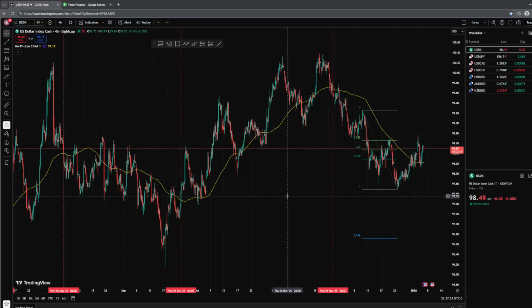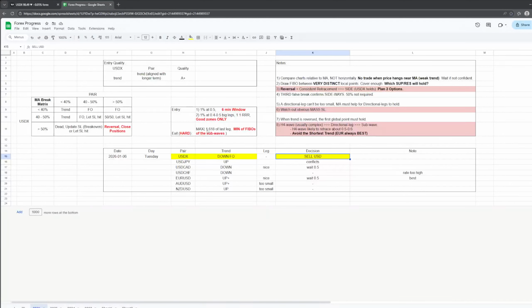Okay, let's write it down. Today is January 6th, Tuesday. USD index has a downtrend. Currently the market is doing a fake out, which is completely fine. And our decision is to sell USD.